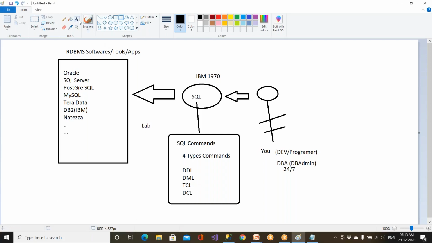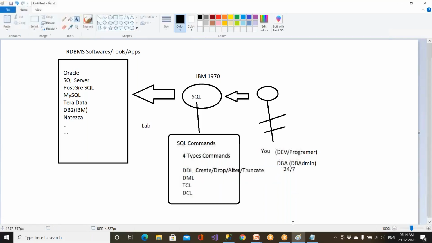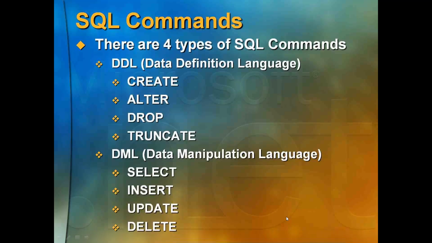Creating a database is a DDL command. Clear? Creating, deleting or dropping the database, and altering it. Altering means modifying. And one more command is called truncate. These are called DDL commands. So we know how to create a database, and now we know how to drop a database. Data definition means you need to create an object. Clear? So what did we create?